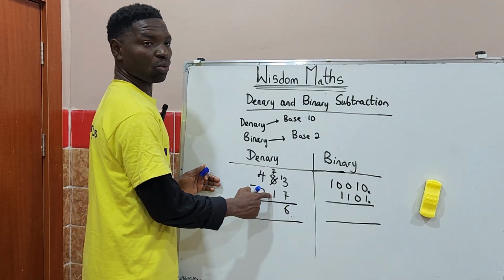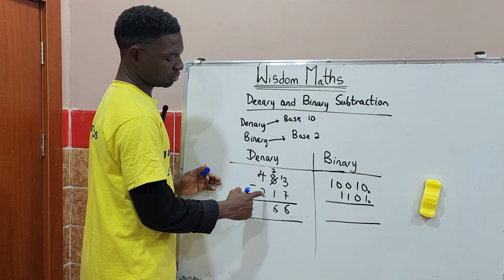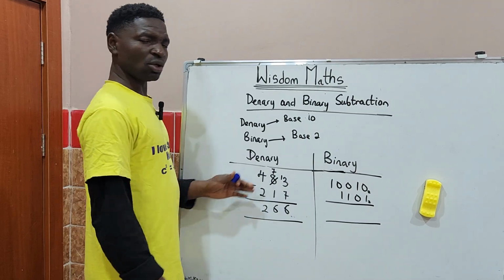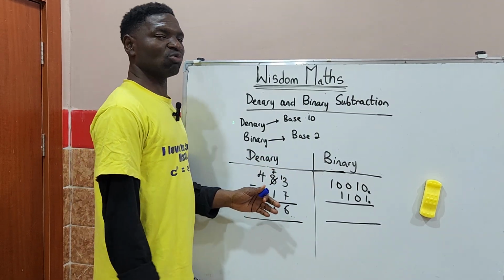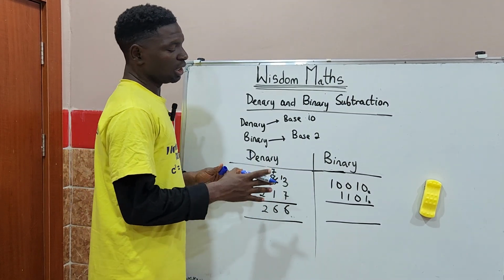So 7 minus 1 is what? 6. 4 minus 2 is what? 2. So let's look at the binary on whether this understanding works in these two.